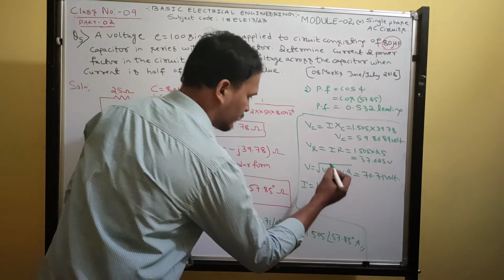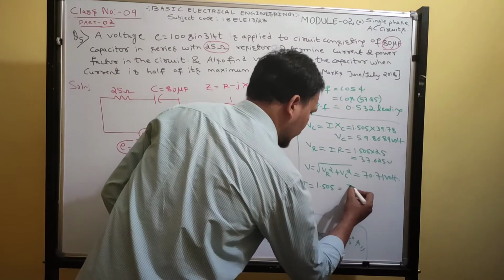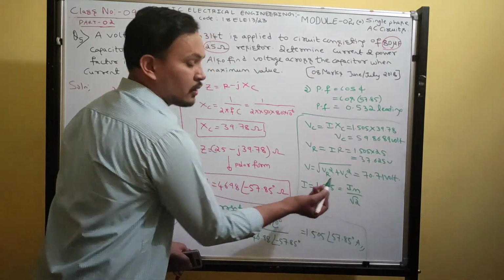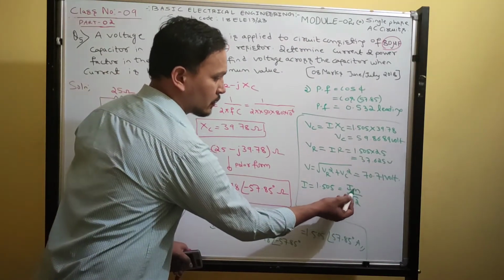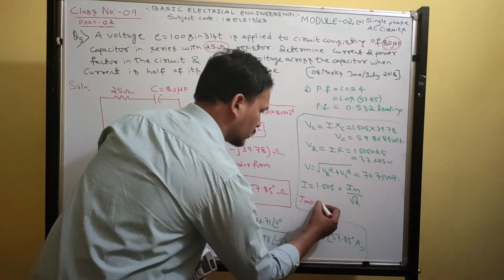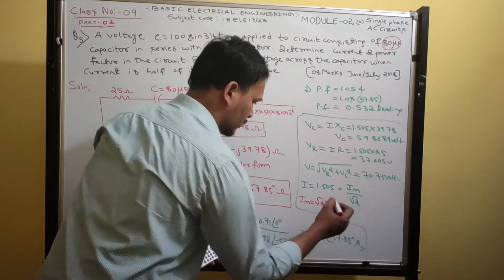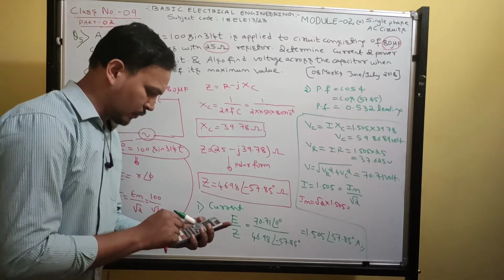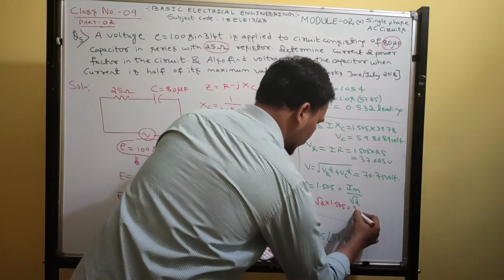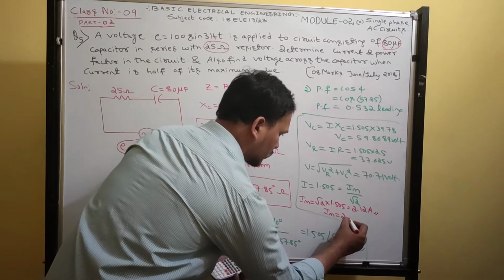1.505. What is this current? RMS current. Okay, you convert this current into maximum value. What is the RMS formula? IRMS is Im by root 2. From that you calculate the maximum value. What will you get for the maximum value? Root 2 into IRMS. Root 2 into 1.505 gives 2.12 ampere. So the maximum current we got is 2.12 ampere.